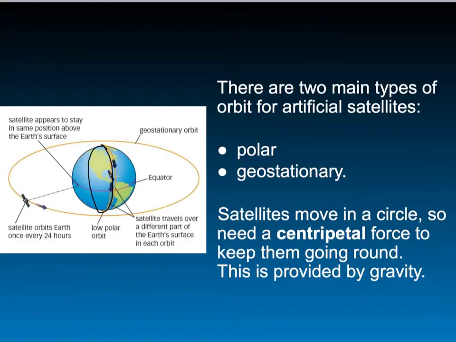The second orbit is a geostationary orbit, so that's this one here. It is further out. It has a higher orbit. Its time period is equal to 24 hours. So it looks like, to you, if you were stood here on Earth, the satellite will always be above you. As the Earth rotates, the satellite rotates at the same time, so it will always look like it is above you.